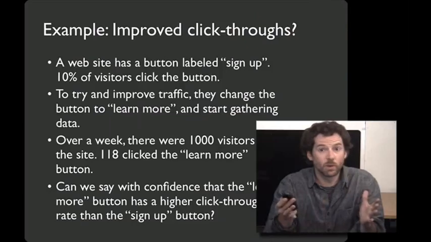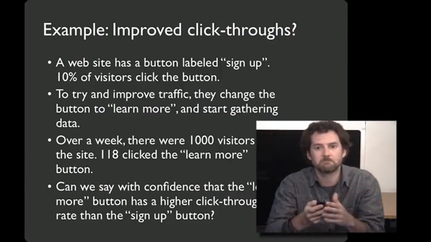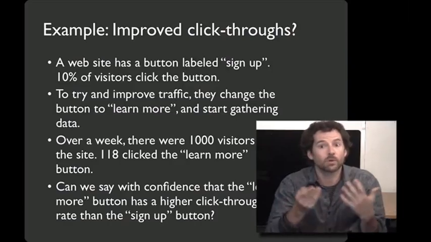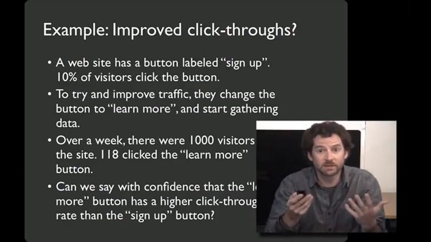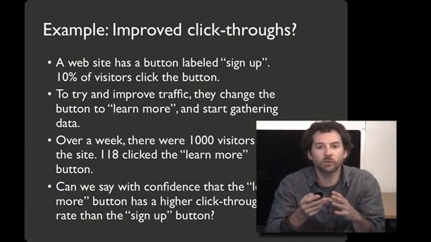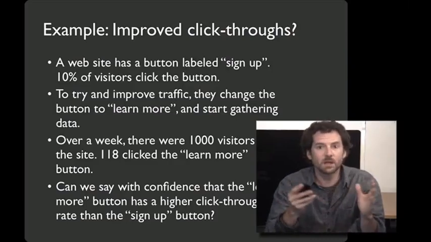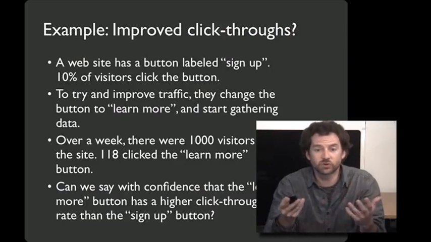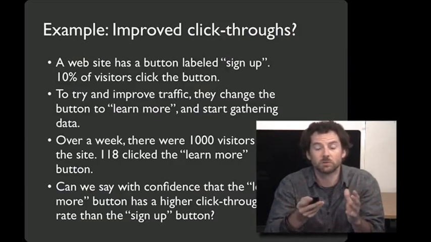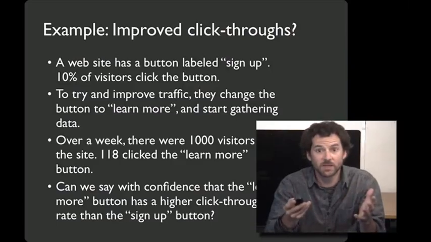So that's all well and good, you might say. You now know how to walk into a gambling hall and check whether the coin that somebody presents you with is fair or not. But what does this have to do with HCI? Well, the mechanism that we've just learned for comparing rates that holds for coins also holds for things like click-through rates on websites. Let's say we have a website that has a button labeled Sign Up, and 10% of visitors click that button. To try and improve traffic to that button and get more conversions, we might change the button to Learn More, and then start gathering data.